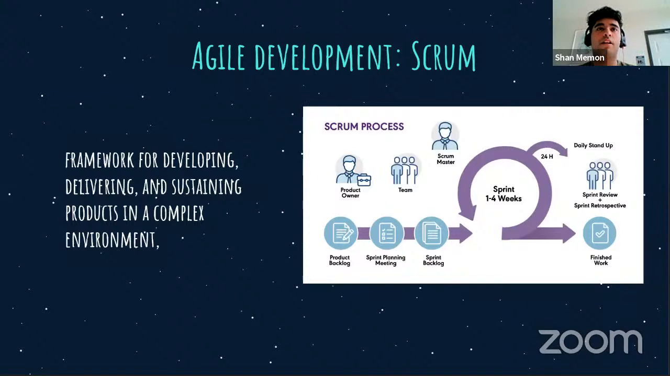A big trend right now is agile development. You'll probably hear that in the industry. One thing is Scrum. Scrum is a framework for developing, delivering, and sustaining products in a complex environment. Earlier in the slideshow, I was talking about a Scrum Master. The Scrum Master basically is in charge of hearing everyone's changes that they've made recently and what things they're going to be working on next.